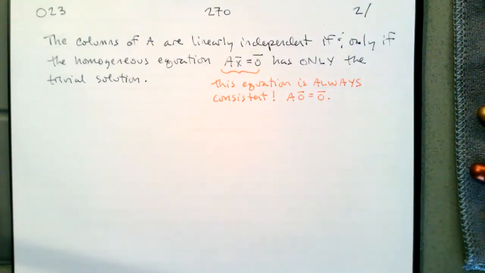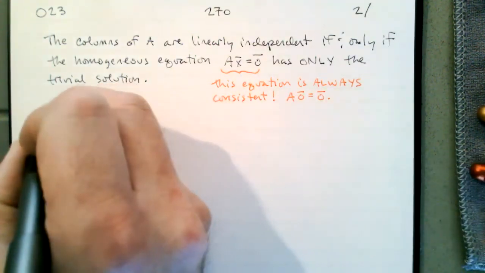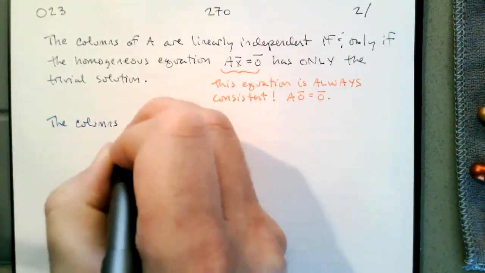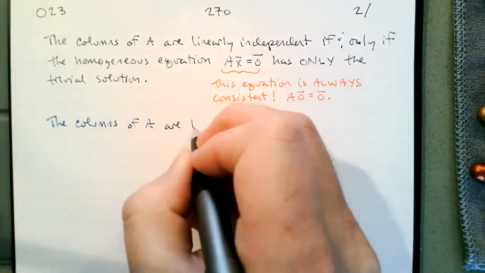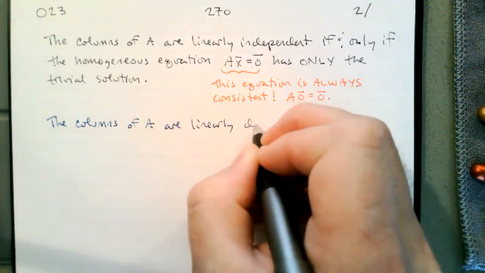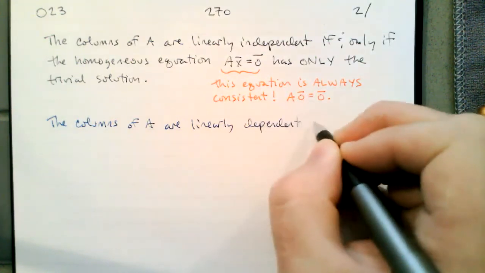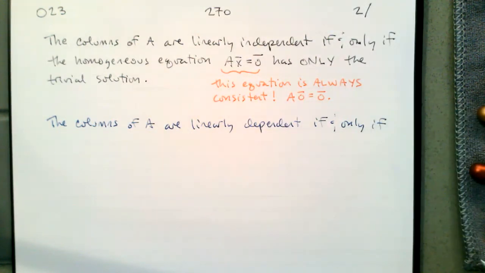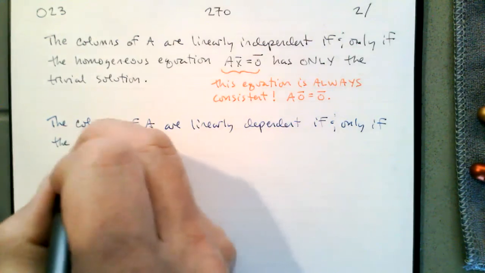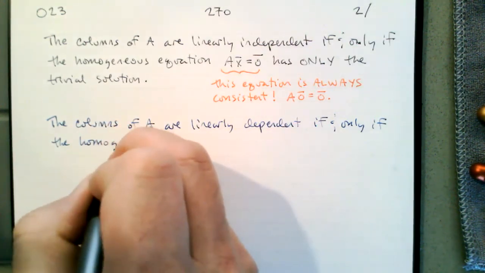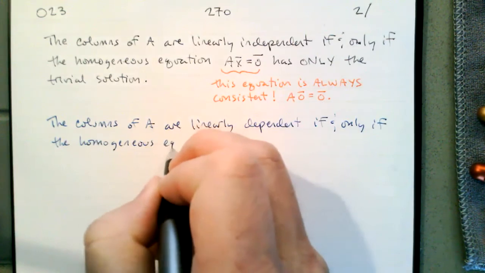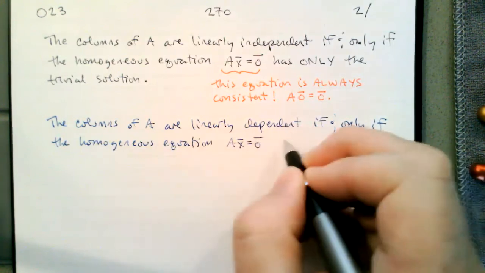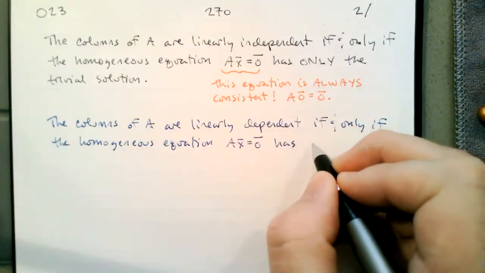So when we want to say something is linearly dependent, we would say the columns of A are linearly dependent if and only if the homogeneous equation has a non-trivial solution.